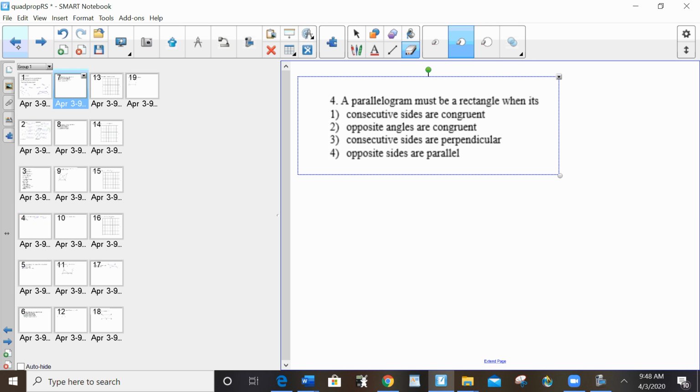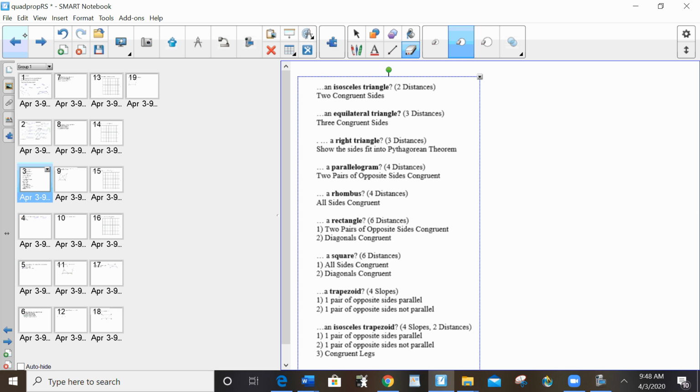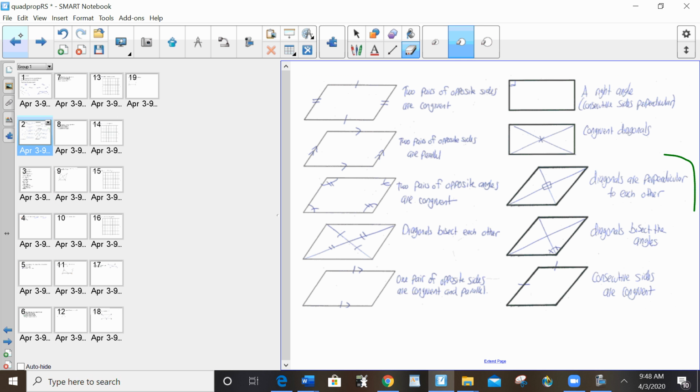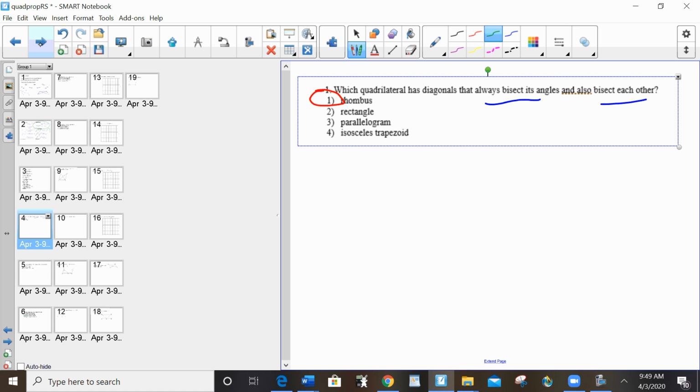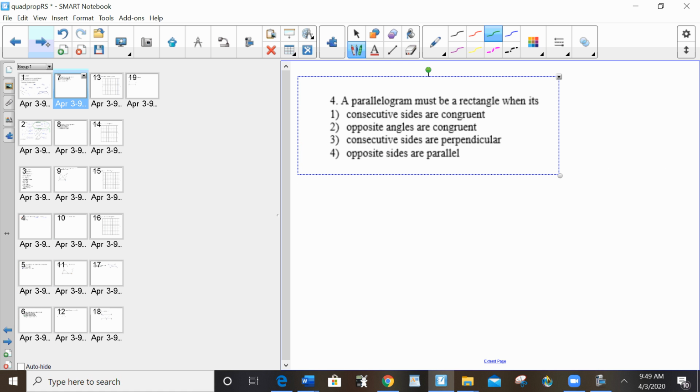A parallelogram is a rectangle. Well, for a parallelogram to be a rectangle, we need to prove one of these. Again, you have to understand that that's the answer. It's easy. If you want to prove that the parallelogram's a rectangle, you have to prove one of these, either a right angle or congruent diagonals. And which one is there? Consecutive sides perpendicular. Remember, perpendicular lines form right angles.